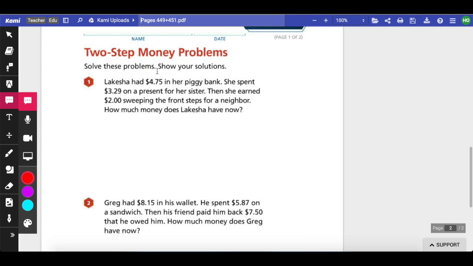And then for page 451, it's a 2-step money problem like we did earlier. So you're going to solve these problems and show your solutions. You need to make sure that you write an equation, show your work, and take notes of the rules of the problem.